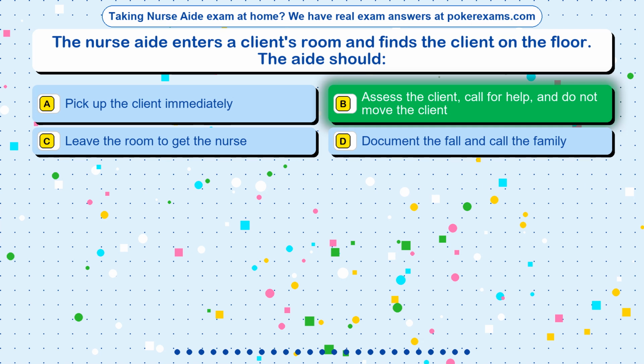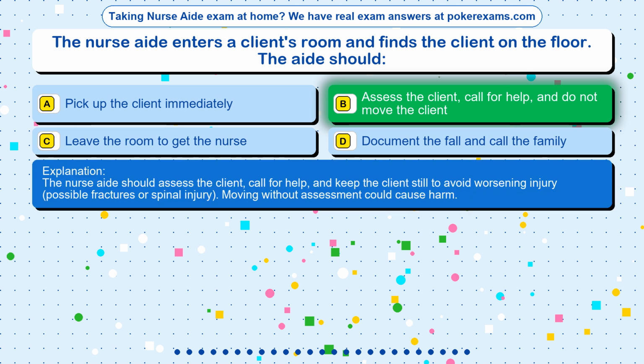The correct answer is option B. Assess the client, call for help, and do not move the client. The nurse aide should assess the client, call for help, and keep the client still to avoid worsening injury, possible fractures or spinal injury. Moving without assessment could cause harm.